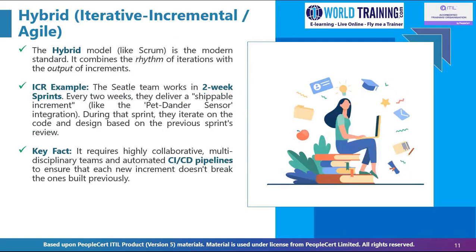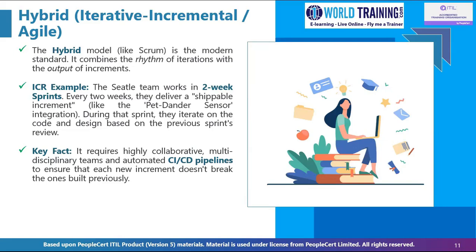And then we have the hybrid iterative incremental or agile methodology. Scrum, for example, is the modern standard. It combines the rhythm of iterations with the output of increments. We have an ICR example. The Seattle team works in 2-week sprints, delivering a shippable increment every 2 weeks, like the PET dander sensor integration. During each sprint, the team iterates on code and design based on the previous sprint's review.